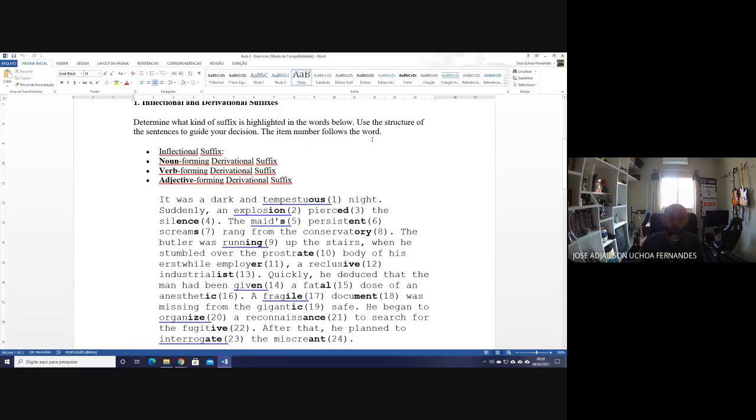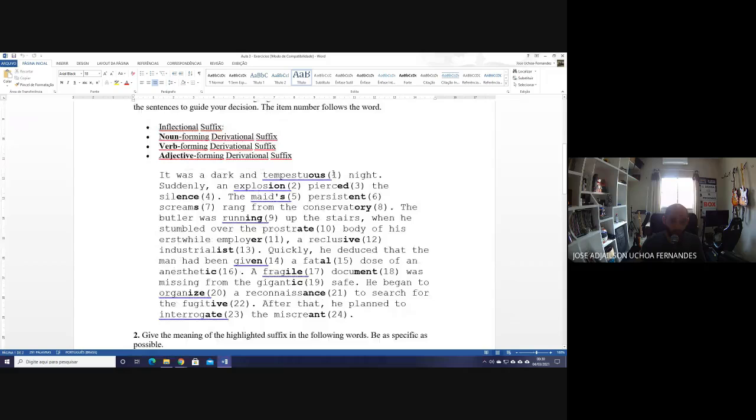And the item number follows the word. Okay, so you have the items here. So these suffixes here, like in tempestuous, what kind of suffix is this? When I ask you what kind of suffix, is it noun forming? Is it verb forming? Is it adjective forming? Is it derivational? Is it inflectional? We may have some suffix that is inflectional, like plural, for example, or concordance.